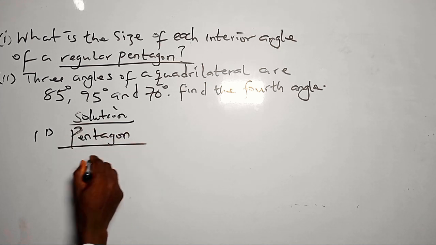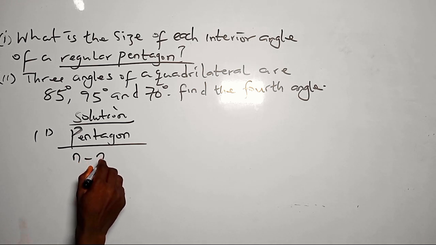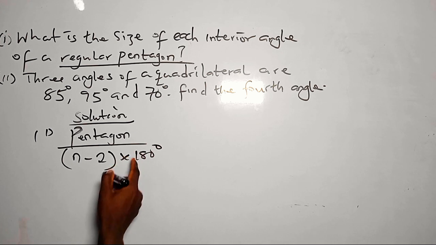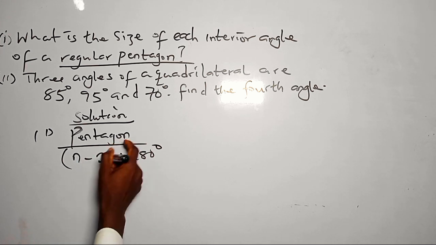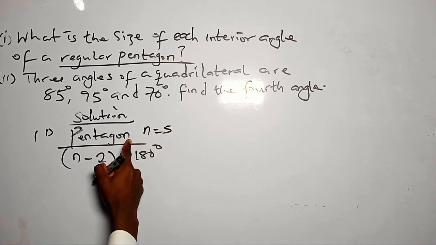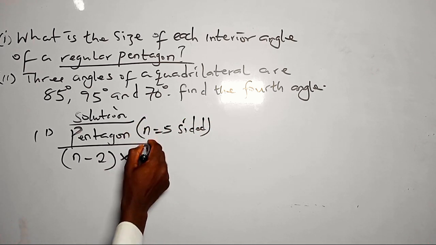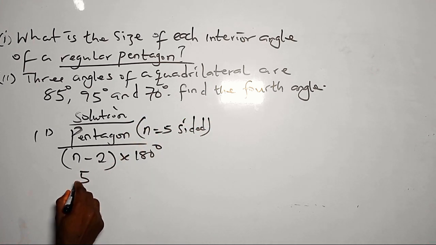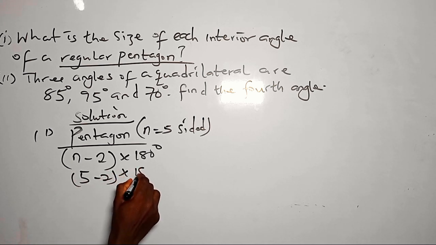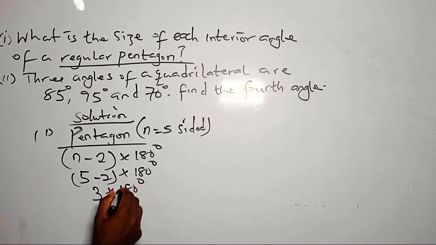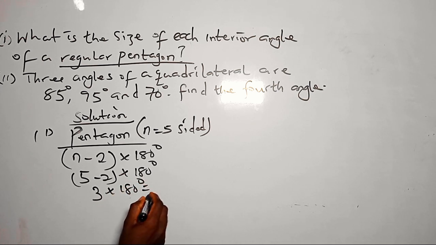So how do we do that? We use this formula, the sum of angles is (n minus 2) times 180 degrees. For a pentagon, which is a 5-sided shape, our n is 5. So here we say 5 minus 2 times 180 degrees. 5 minus 2 is 3, so 3 times 180 degrees. When we multiply this, we have 540 degrees.